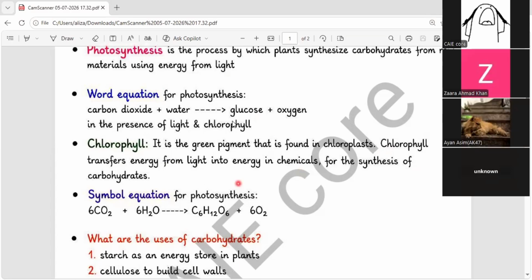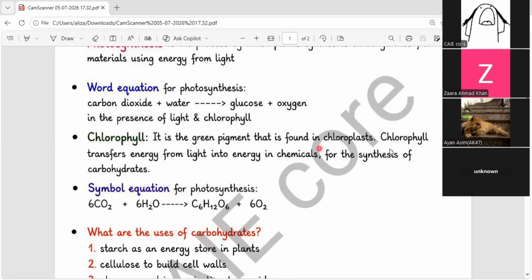This was all about chlorophyll. Remember, what is chlorophyll? Once again, it's the green pigment found in chloroplast. Chlorophyll transfers energy from light into the energy in chemicals for the synthesis of carbohydrates. Now we have the symbol equation for photosynthesis. We saw the word equation before. That was written in words. Now let's take a look at the symbol equation.